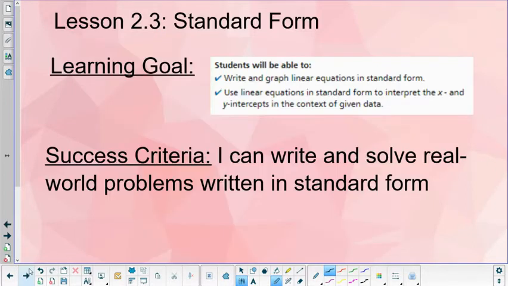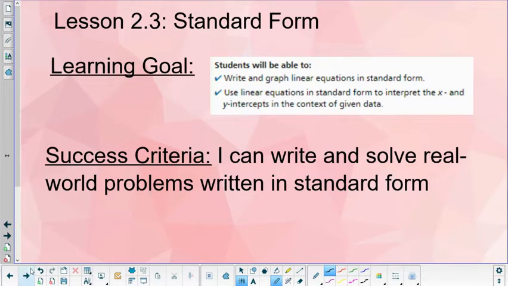Okay. In this lesson, we're talking about the standard form of linear equations. So not only are we going to be able to write and graph linear equations that are in standard form, we're also going to interpret the x and the y-intercepts and what they mean in a given problem. So by the end, you should be able to solve real-world problems involving standard form.